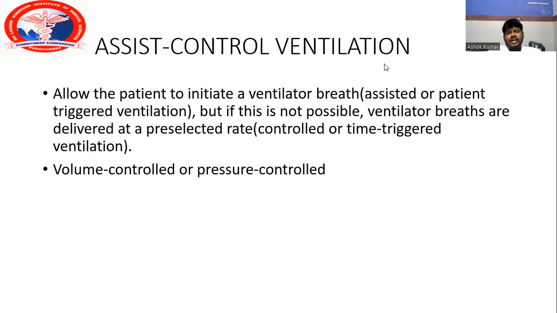And next we proceed to the assist control ventilation. In assist control ventilation, the patient is allowed to initiate the ventilator breath, but when that is not possible, ventilator breaths are delivered at the pre-selected rate. That is nothing but control or time triggered ventilation. This is divided again into volume control or pressure control. In controlled mandatory ventilation, only ventilator breaths will be delivered. In assist control ventilation, the patient is also able to initiate the ventilator breath.